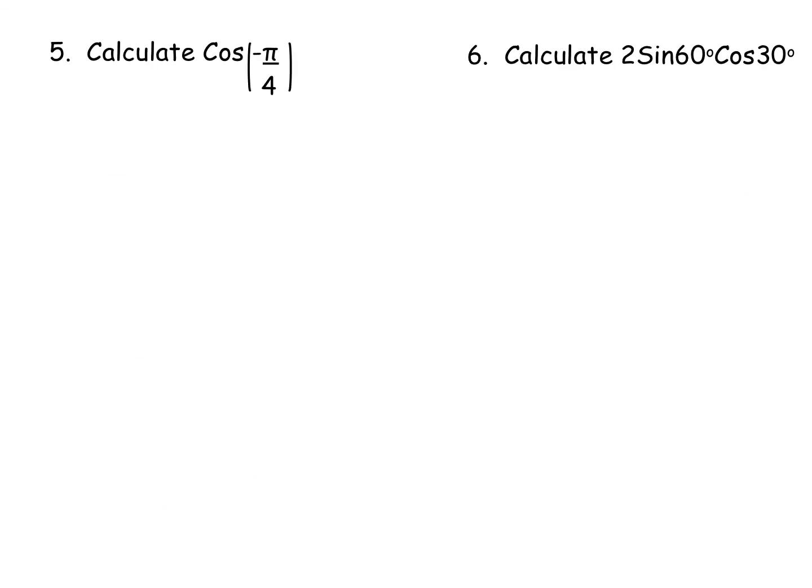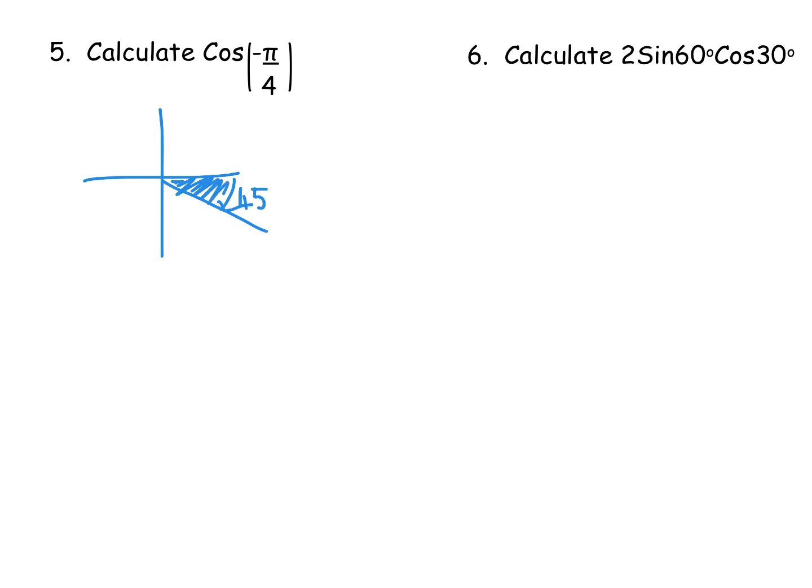Okay, this one, don't be put off by the negative. The negative literally means that when you draw your diagram, we're going the opposite direction. We're not going clockwise, we're going to go anti-clockwise. So we're going to go back 45 degrees. Now I should have mentioned pi over 4 is 45 degrees. So we're going back 45 degrees. So we've already got our acute angle.